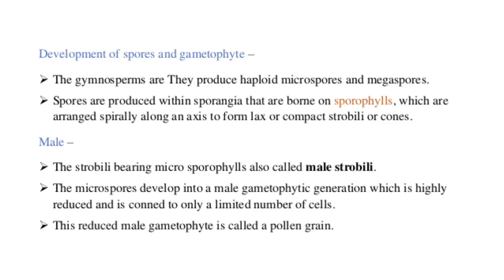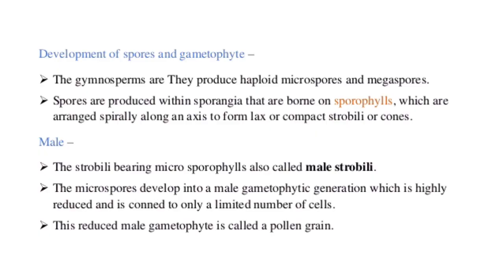Development of spores and gametophytes. The gymnosperms produce haploid microspores and megaspores. Spores are produced within sporangia that are borne on sporophylls, which are arranged spirally along an axis to form lax or compact strobili or cones.